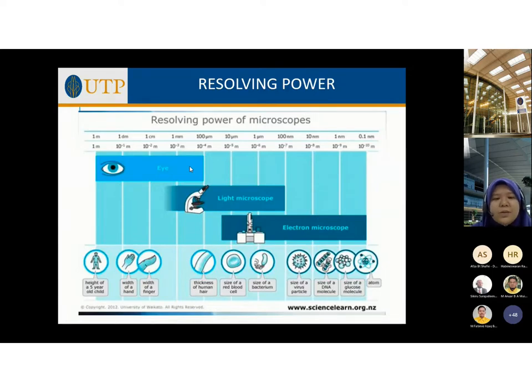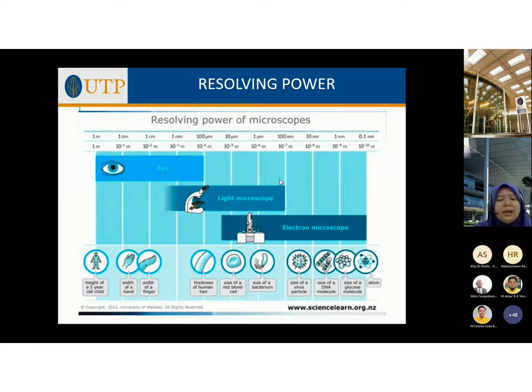the particles. So that is where we need to seek assistance from the light microscope. For light microscope, normally the resolving power is in the range of 100 micrometer, which is similar to the thickness of human hair, up until the size of bacteria. And then further from that, if you have even smaller virus, DNA molecule, glucose molecule and atom, we need to see it under electron microscope, where the resolution can be up to 0.1 nanometer.